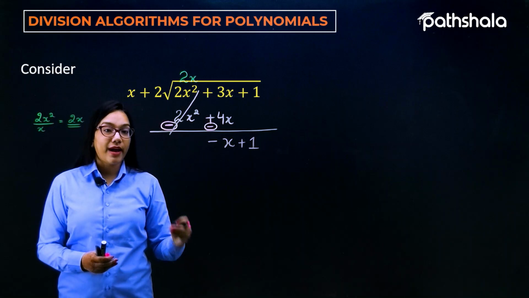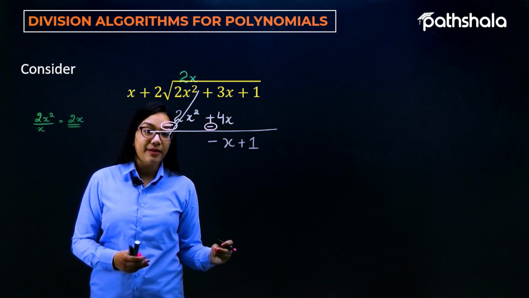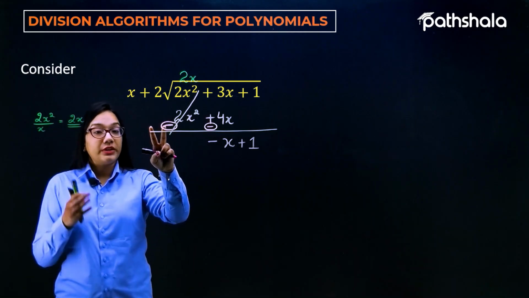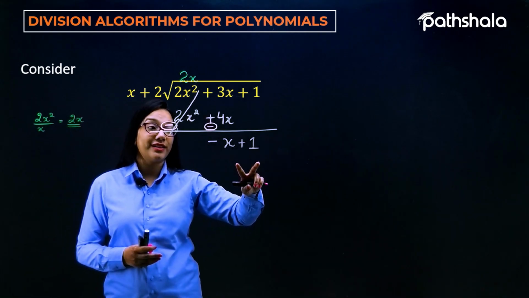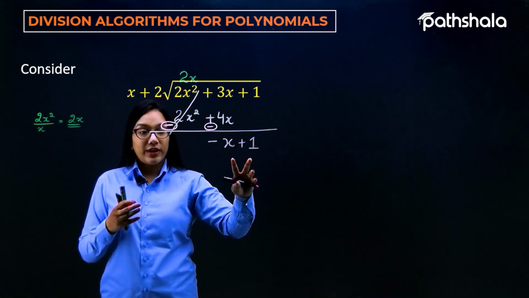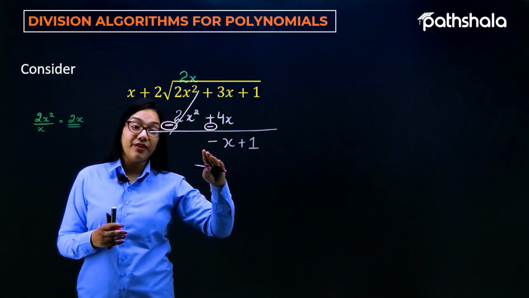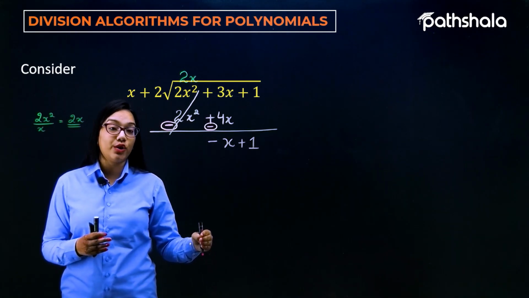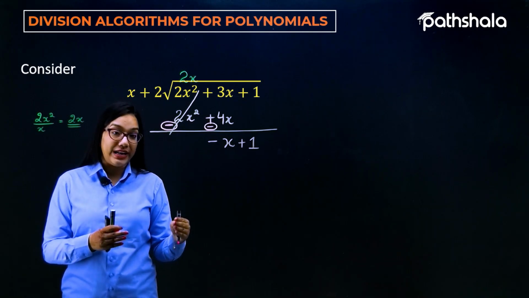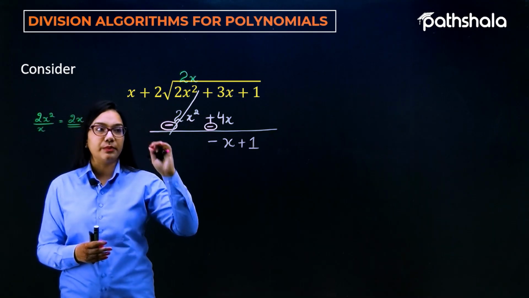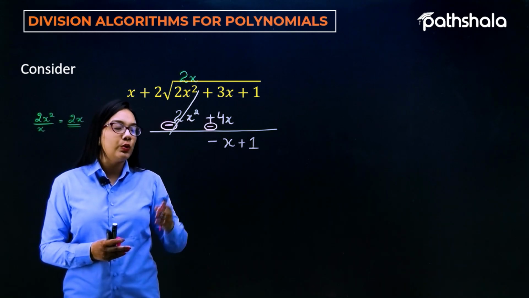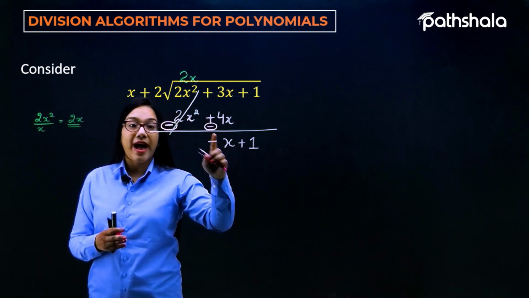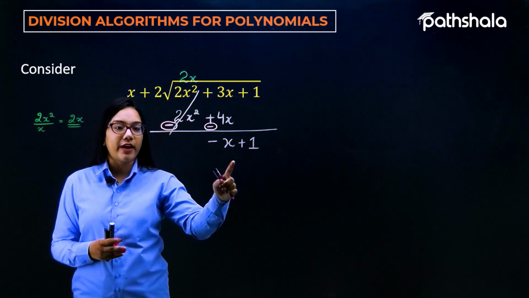Further, we can divide again, because x plus 2 is our divisor and minus x plus 1 is our new dividend. We can repeat this process until the remainder is equal to 0, or the degree of the remainder is less than the degree of the divisor. The degree of the remainder here is 1 and the divisor's is also 1, so we can divide both of these again.